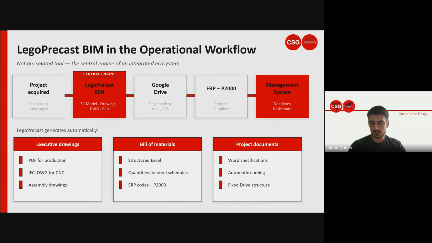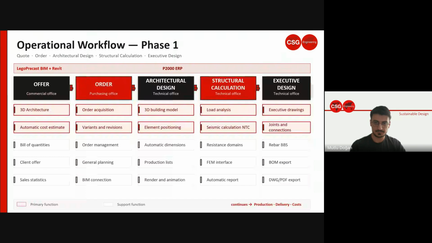All of this flows to three places at the same time. Google Drive gets a clean, structured archive. P2000 gets all the project and supplier data, and the management system gets deadlines, scheduling, and dashboard data. One input and everything goes where it needs to go automatically. That is the foundation of the system.